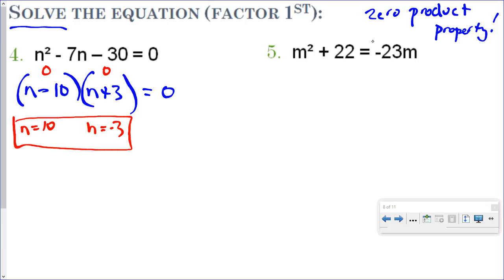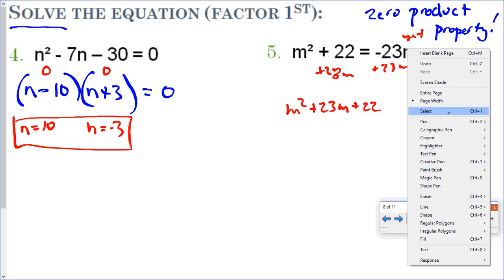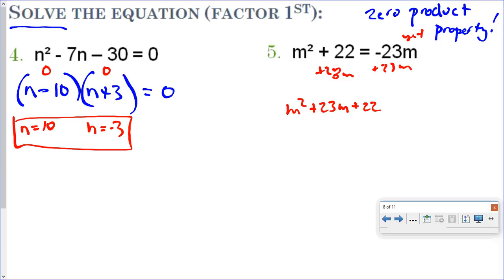Over here, it's not equal to 0 yet. So we've got to figure that out. We're going to add 23m on both sides. So now I've got m squared plus 23m plus 22 equals 0. All right, I'll set this up. My two sets of parentheses.